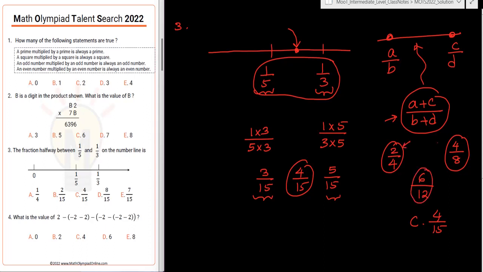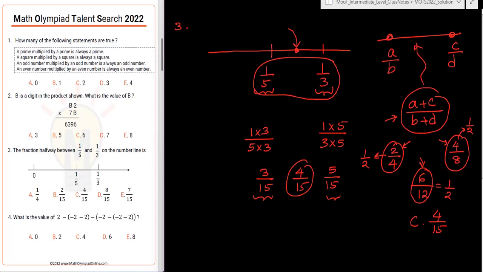But these two numbers are the same. There is nothing in between them. They are just one and the same number on the number line. So that means this also must be the same number. And it is indeed, because 6 by 12 is 1 by 2. 2 by 4 is also 1 by 2. 4 by 8 is also 1 by 2. Right? So they're all one and the same. They're all the same fraction, 1 by 2.